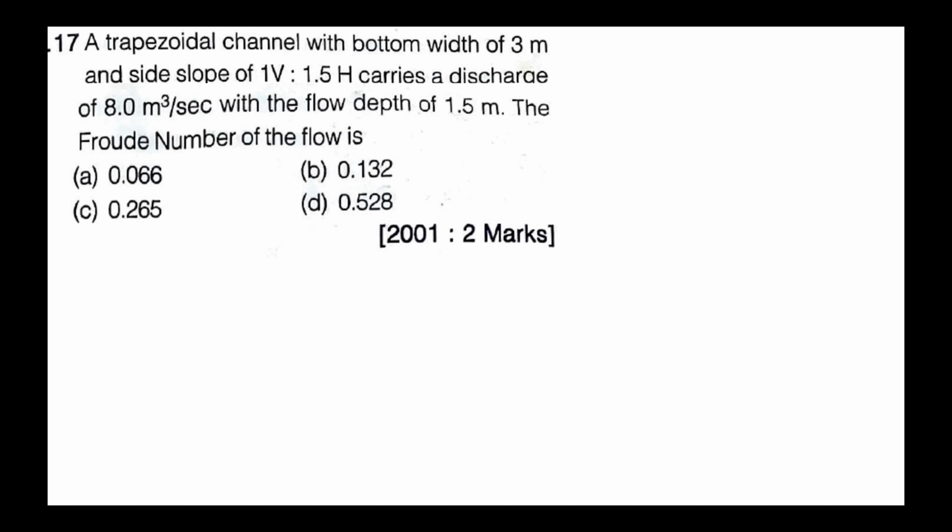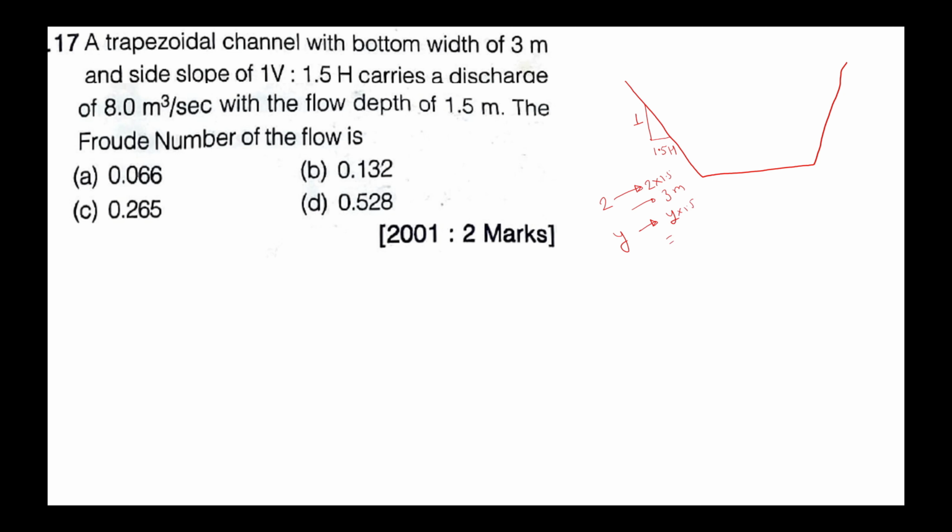The next question is about a trapezoidal channel with bottom width 3 meter. The bottom width is 3 meter, and the side slope is also given. The side slope is 1 vertical to 1.5 horizontal, which means when you move 1 vertical, upward or downward, you need to move 1.5 horizontally. If you move 2 vertically, you need to move horizontally 2 into 1.5, which is 3. If you move y meter vertically, you need to move horizontally y into 1.5, right?